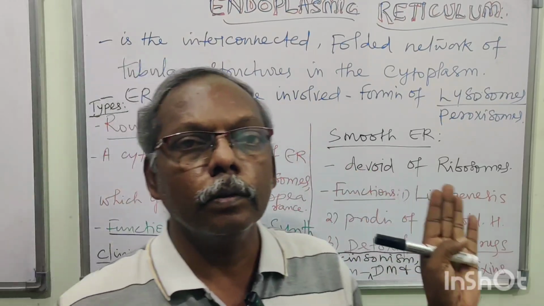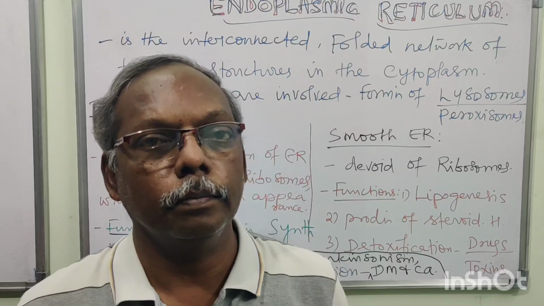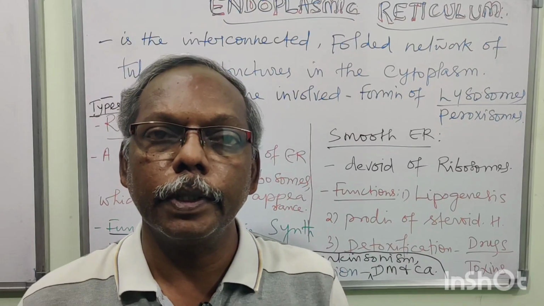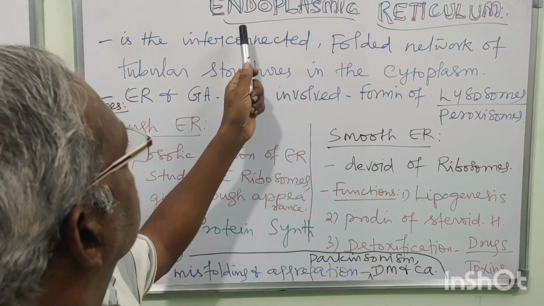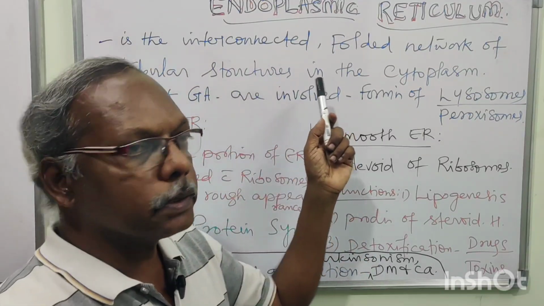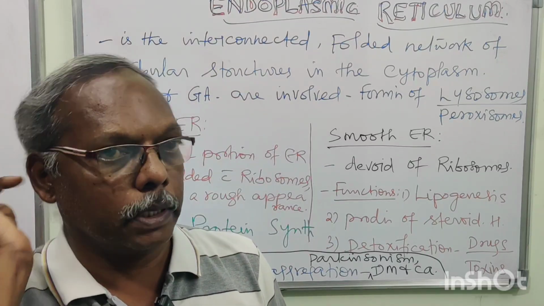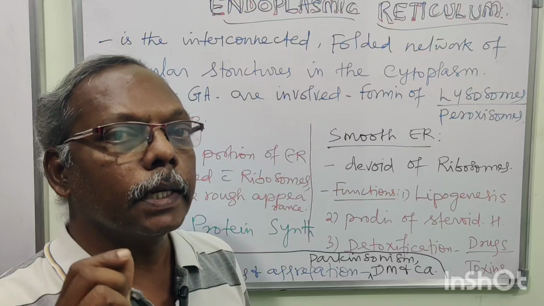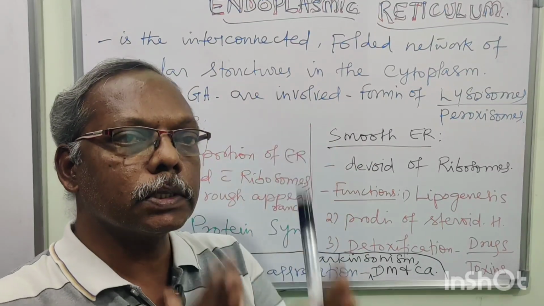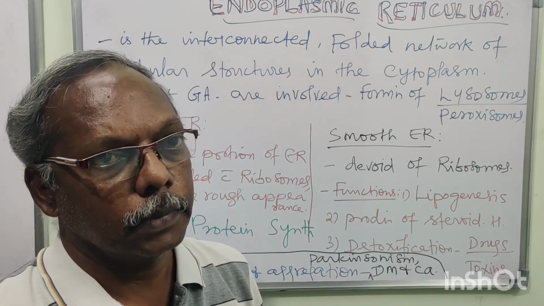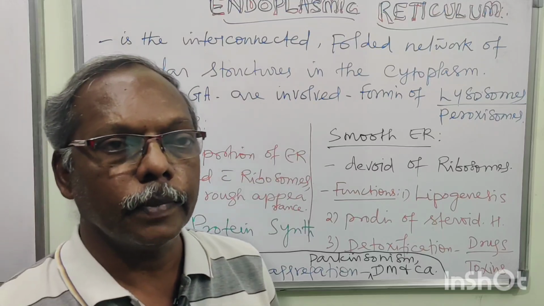Hi, now we are going to see the endoplasmic reticulum. This is another important cellular organelle for your module test. So the definition or introduction is, it is an interconnected unfolded network of tubular structures in the cytoplasm, right? Like tubular structures in the cytoplasm.